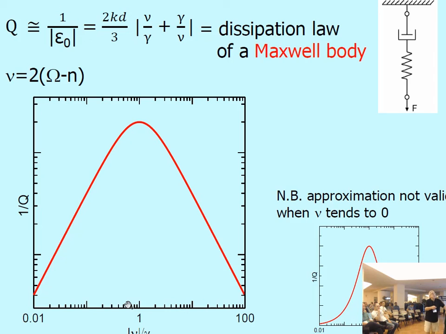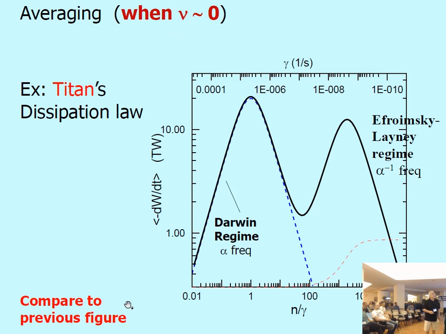The dissipation of the system is given exactly by an equation of this type. So when I make the relationship between Q and this quantity, I get exactly something that reproduces a Maxwell law. This is important for something that I will discuss later.